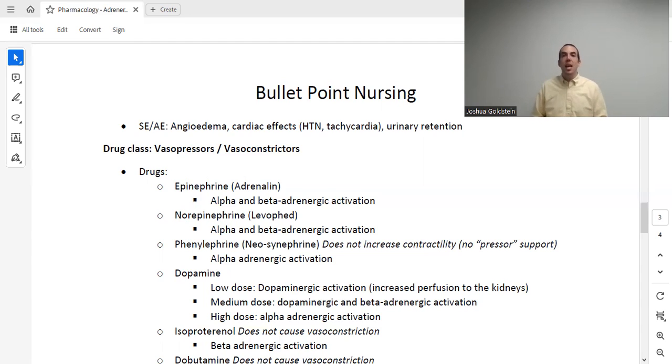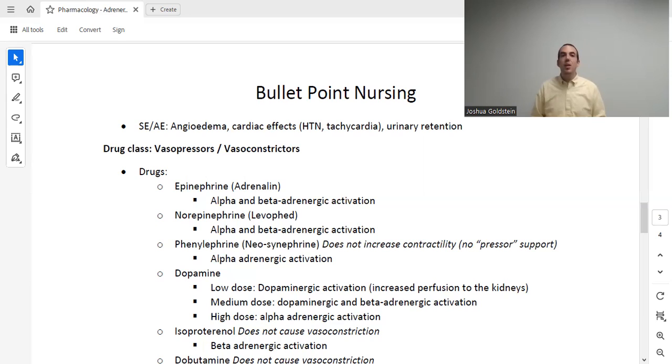A vasopressor, and I don't really know the semantics of this word, but pressor support means something that makes the heart beat harder and stronger. So a vasopressor is something that makes the heart beat harder and stronger. By this time, you should definitely be recognizing that means it activates beta-1. So a vasopressor activates beta-1, a vasoconstrictor activates alpha-1. Let's talk about a few specific drugs that we use for these effects.